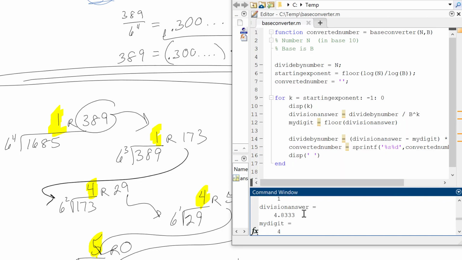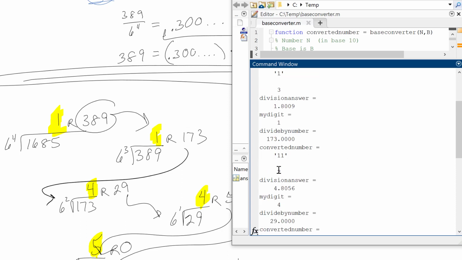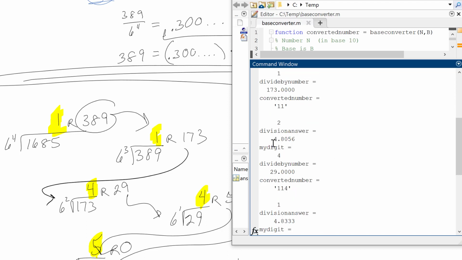All right, okay. So what I'm getting is a 4. And no, not what I'm getting is a 4, I'm starting off with a 4. The division answer is 1. So this is k equals 4. So I have the 1.3002, which makes sense. I have the 1. It becomes a 389, and there's a 1. Perfect. All right, now I'm dividing by 6 cubed. I get 1.800. That gives me a 1 and a remainder of 173. Perfect. That's exactly what I want again. All right, then I divide by 6 squared, and I get 4.80 something or other.